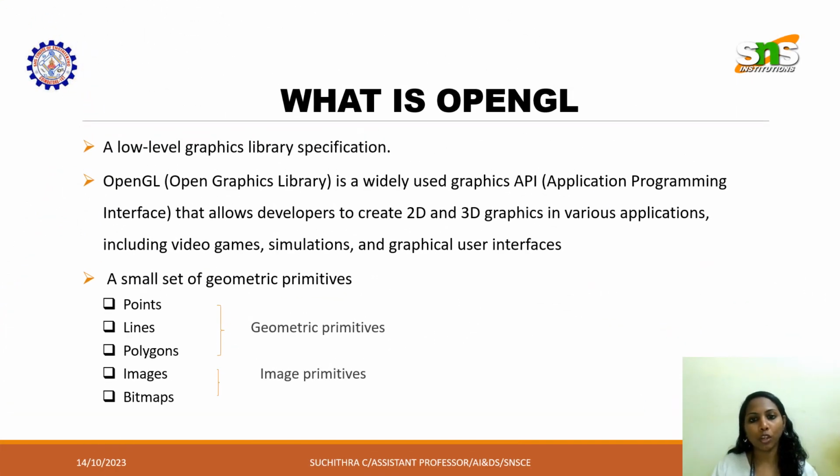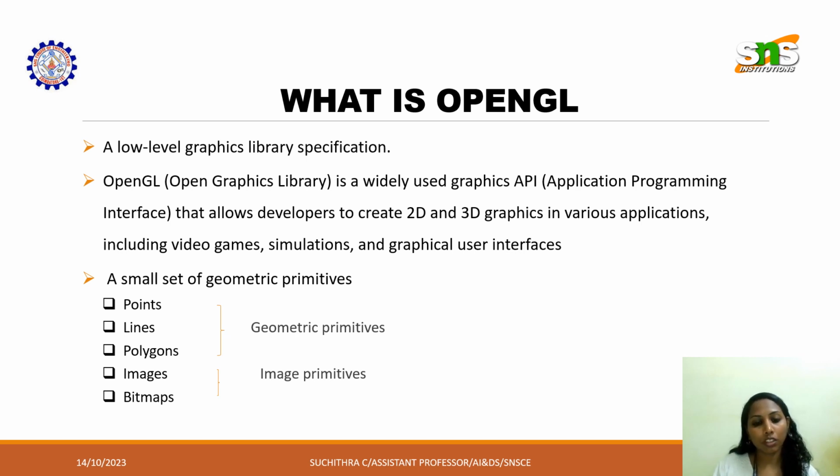First we want to know what is OpenGL. OpenGL is a low-level graphics library specification. It stands for Open Graphics Library. It is a widely used graphics application programming interface that allows developers to create 2D and 3D graphics in various applications such as video games, simulation, and graphical user interfaces.